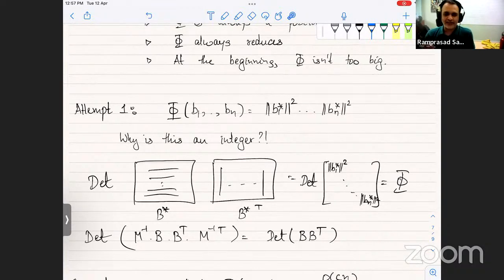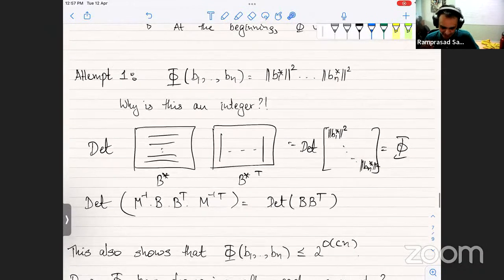Sorry, I might take about 5 more minutes. So we came up with a potential function. Turns out it's an integer. Fantastic. Let's just proceed. But this probably already seems to be putting a nail in the coffin.